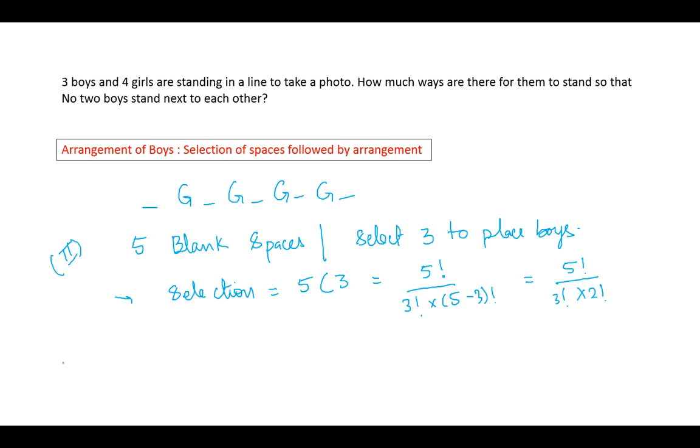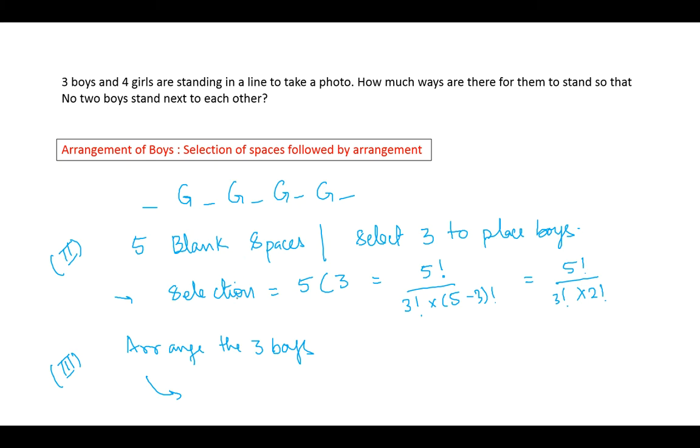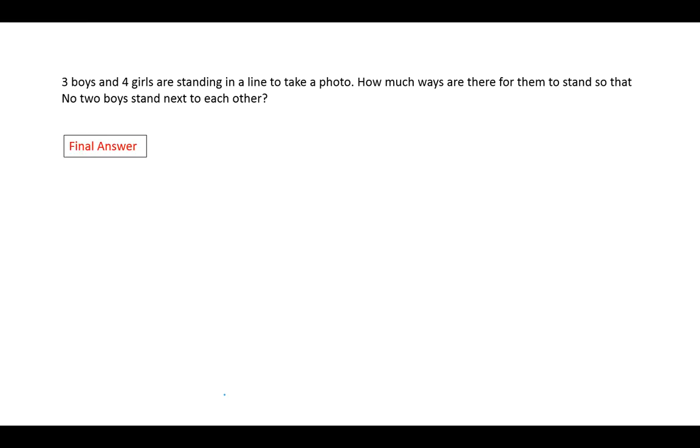All right, third part is still left. Once I've selected my spaces, the only thing left to do is arrange the 3 boys. And arranging the 3 boys is same as we had studied before, arranging n items without condition. So the 3 boys can be arranged in 3 factorial ways. Now that we have covered all the 3 important steps, we'll come up with the final answer.